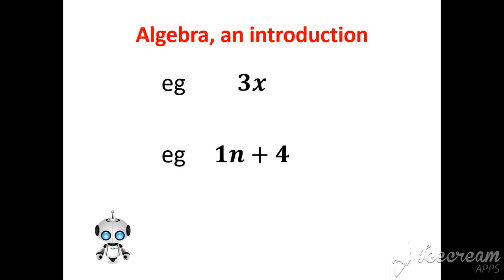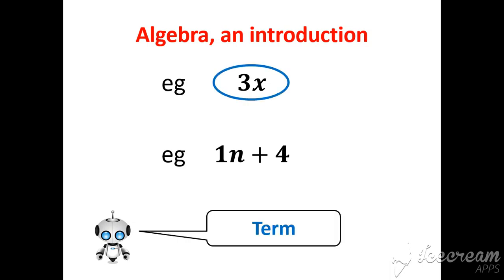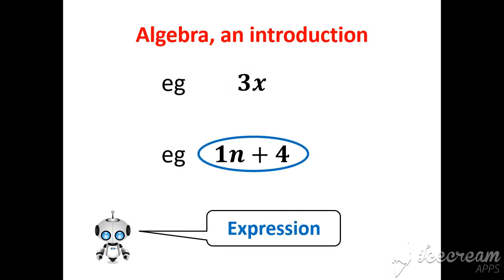Now, last couple of key words. When I have one thing written down, one part of algebra written down, we call it a term. 3x is a term. 5p is a term. But when I write more than one thing, and I often have a plus or a minus between them, then we call it an expression. An expression is in algebra a whole lot of terms together.